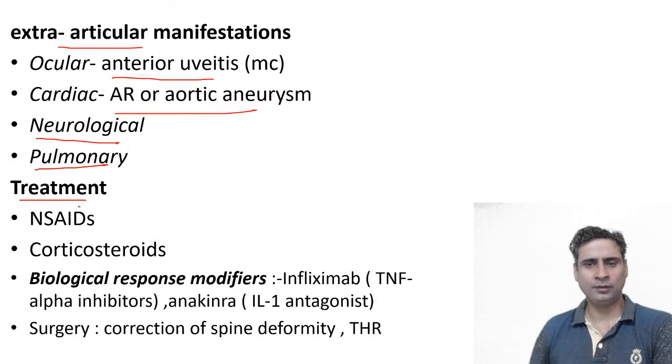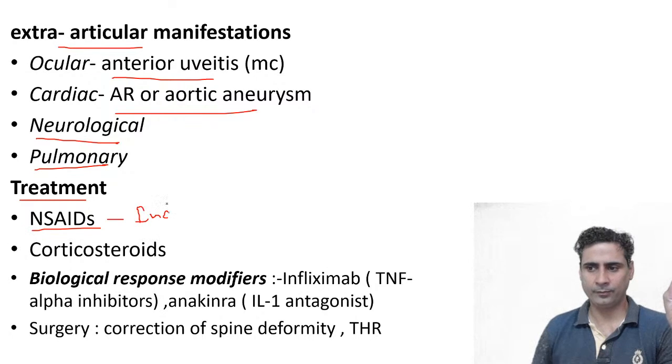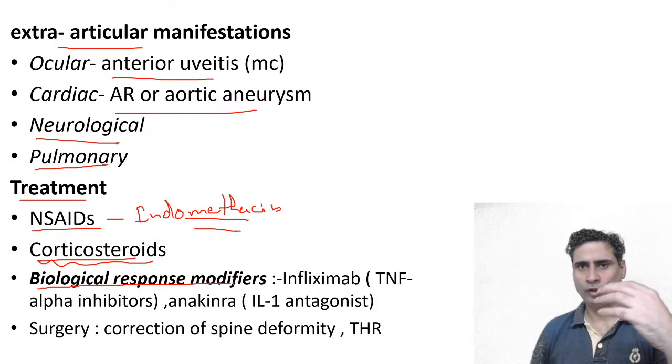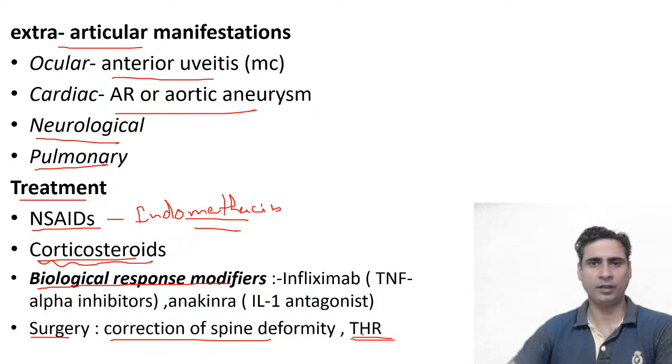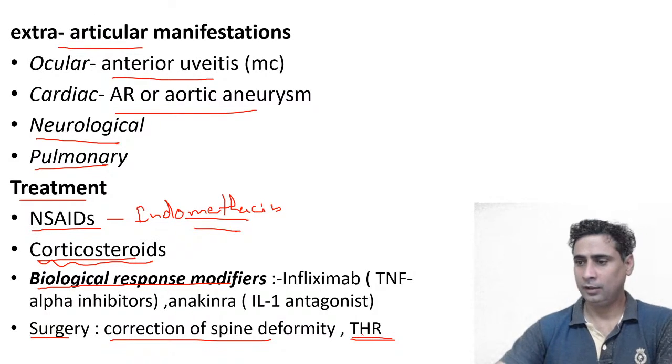Here also, most of the time conservative treatment is required, like NSAIDs. Most commonly used NSAID in ankylosing spondylitis is indomethacin. If there is acute exacerbation, we can also use corticosteroid. And if the patient is not responding, we add biological response modifiers. For severe deformity of spine or fusion of hip, surgery is indicated, like correction of spine deformity by osteotomy and total hip replacement for a fused hip joint.